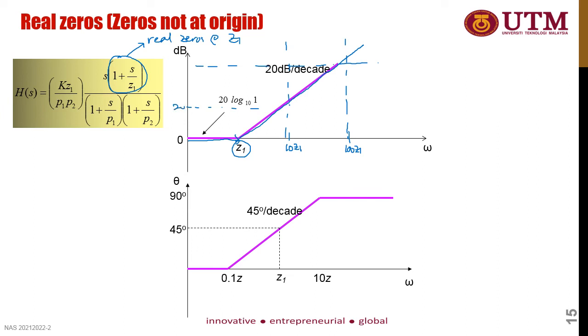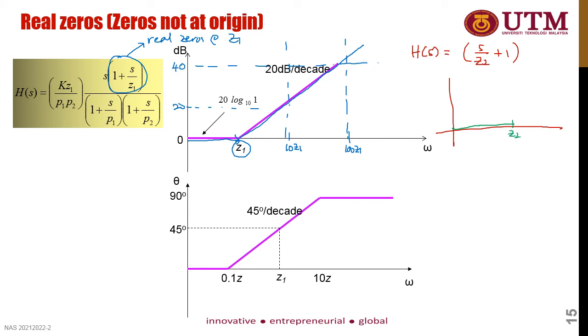So here is 20 dB, here is 40 dB, and so on. This is for the magnitude plot of real zeros at Z1. If you have another zero at Z2, for example, you'll have a separate plot. For example, if you have H(s) equal to s over Z2 plus 1, you know you have a zero at Z2, so plot another one. So you have 0 up to Z2.